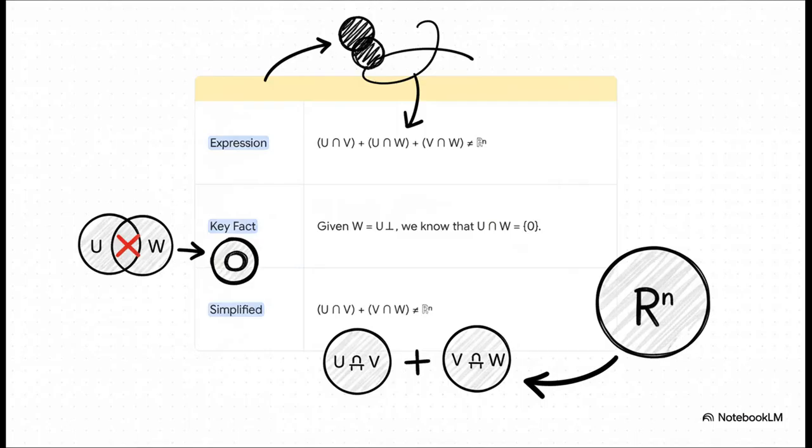just can't happen. Now, the expression we're supposed to be investigating looks a little messy at first glance, but that new fact we just got, it simplifies things beautifully. Because U and W are orthogonal complements, their intersection is just the 0 vector. So that whole middle term, poof, it's gone. It vanishes. So the real question boils down to this. Can the sum of the two intersections that are left equal the entire space Rn?